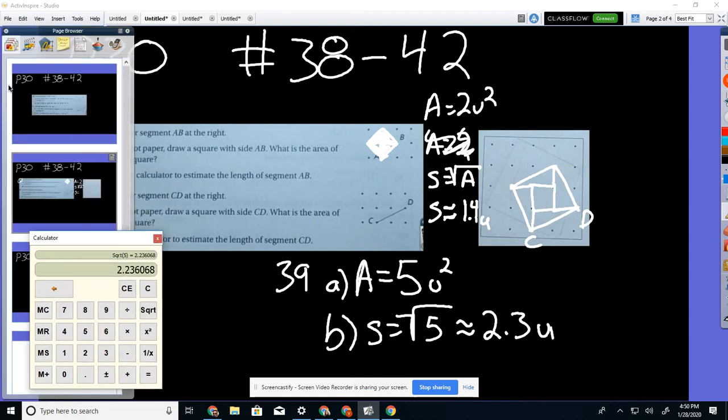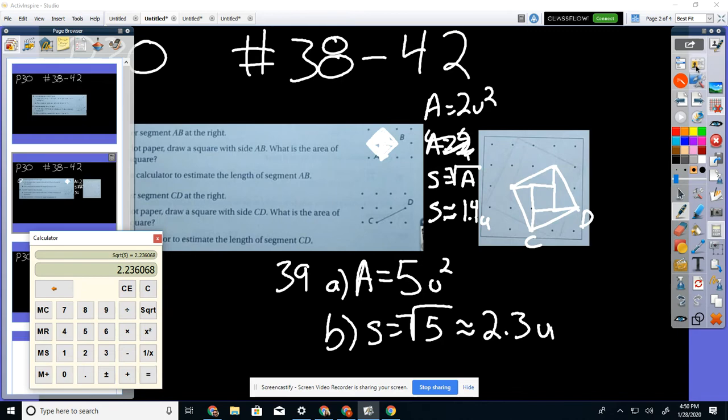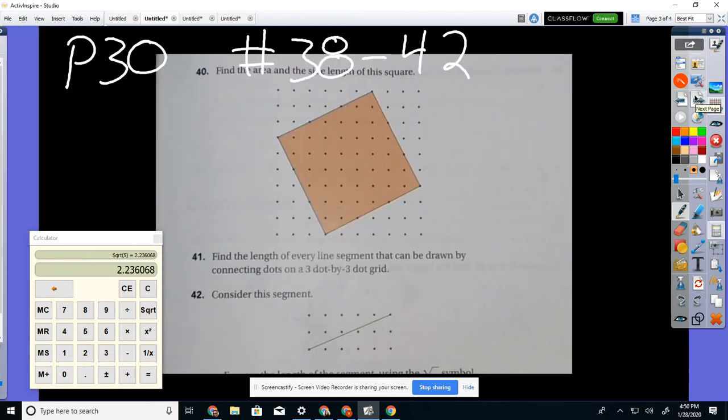Let's go ahead and take a look at 40. This is tough because you don't have dot paper to draw all over this. One of my students said today that they copied this down onto paper and went ahead and counted everything out there. Find the area and side length of this square.